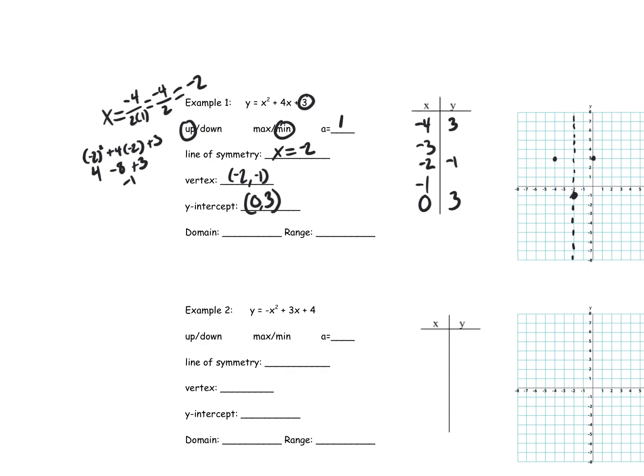We'll figure out what that is by just plugging that in. Negative 3 squared plus 4 times negative 3 plus 3. So negative 3 squared is 9. 4 times negative 3 is negative 12. And then plus 3 there. So 9 minus 12 is negative 3. Negative 3 plus 3 is 0. And then, of course, we would reflect across to get 0 as well.